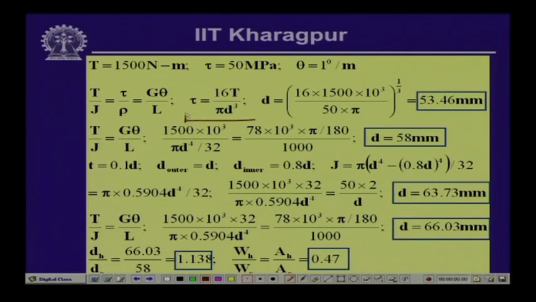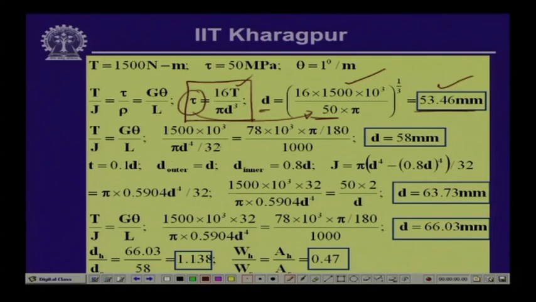So, d is equal to the cube root of 16 T by pi tau. If we substitute the value of twisting moment as 1500 into 10 to the power 3, and the shearing stress is limited to 50, that is what is substituted here. This gives us, to the power 1/3, the value of d, which comes out to be 53.46 millimeter.